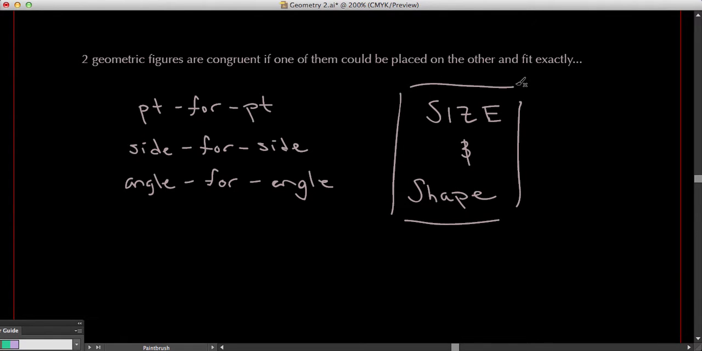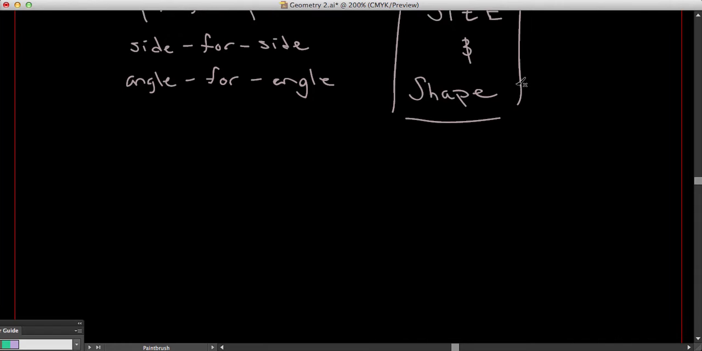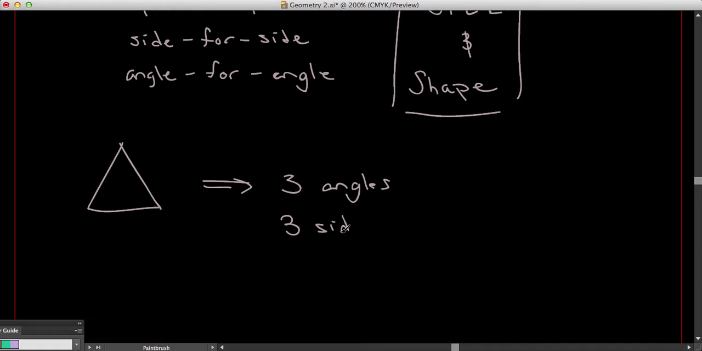Okay. Every triangle has 6 parts to it. Okay? So if we look at a triangle, we'll see these 6 parts. The 6 parts are 3 angles and 3 sides.